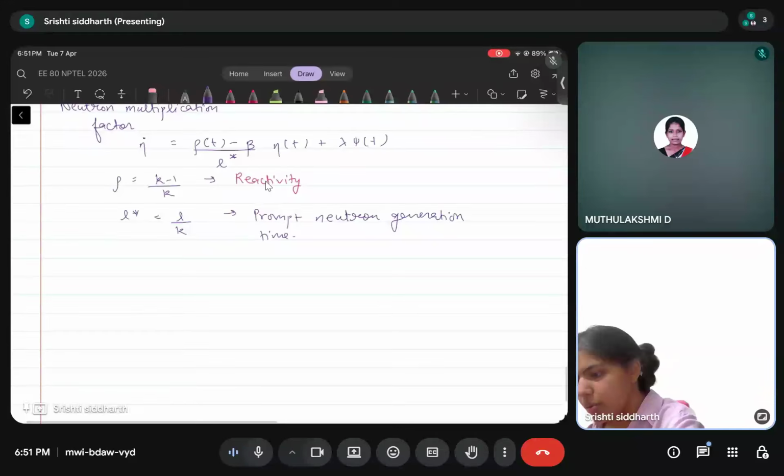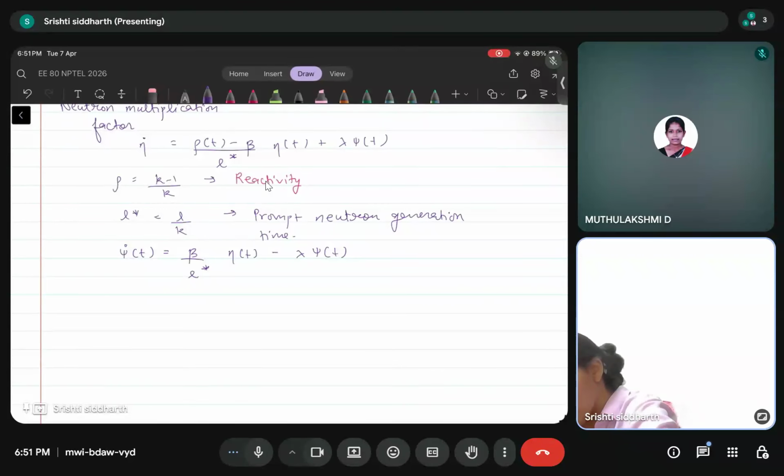In addition to this, we also have a differential equation of psi of t. So psi dot is beta over L star, eta of t, sorry, minus lambda psi of t. So this is one of the equations that we're going to use.